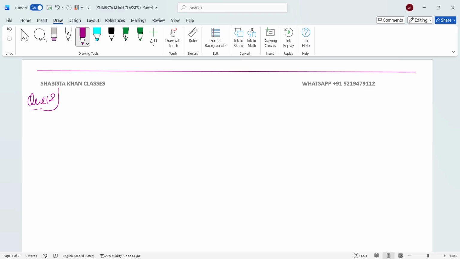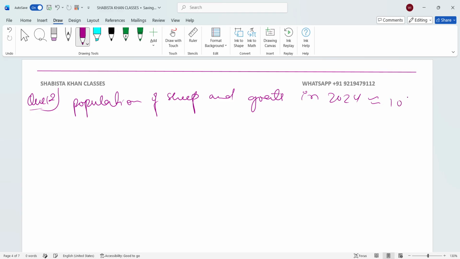So you have some options. How many options are there in the question? You have 6 options. So population of sheep and goats in 2024 is about 10 to the power 9, and it is the same for both. So the total will be 10 to the power 9 plus 10 to the power 9.